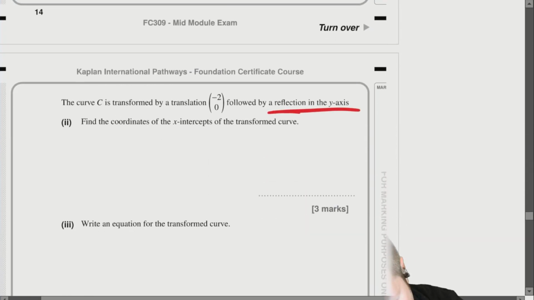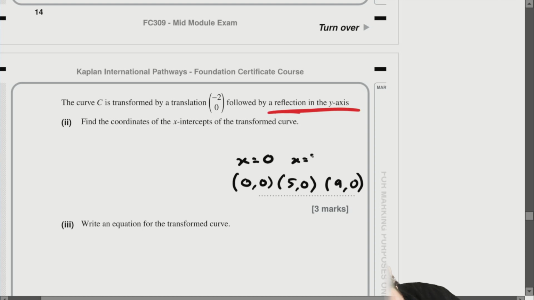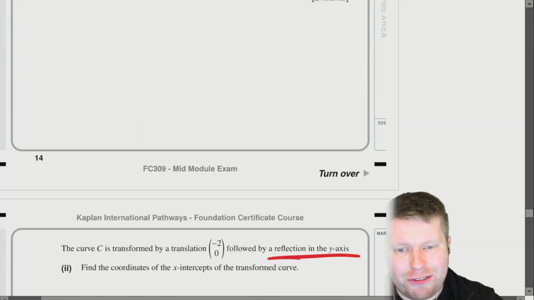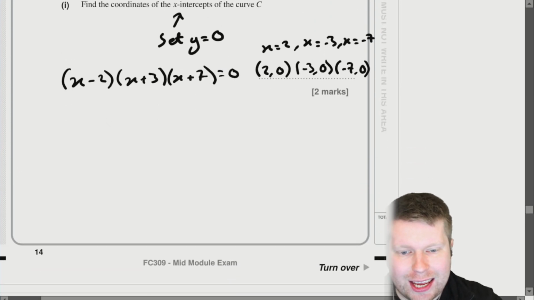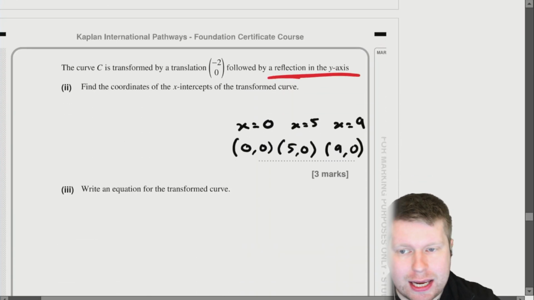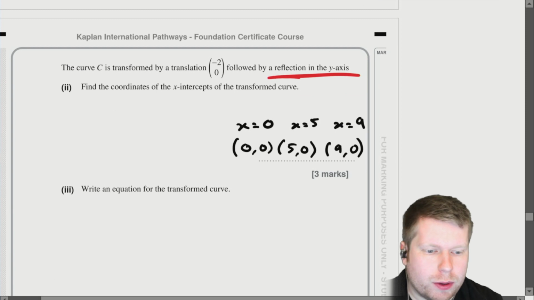Okay, and it's just the x-intercepts, so (0, 0), (5, 0), and (9, 0). And again, if you just gave the x coordinates, that's absolutely fine. So x equals 0, x equals 5, and x equals 9 is also absolutely fine. But again, if you got the first part right, the rest of these parts are really, really accessible. It's just following them through, okay?